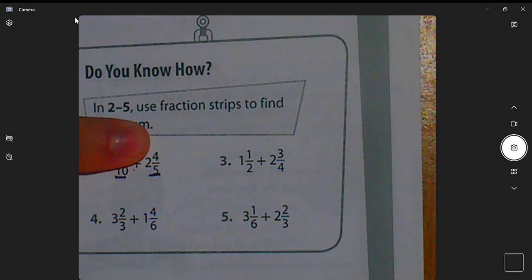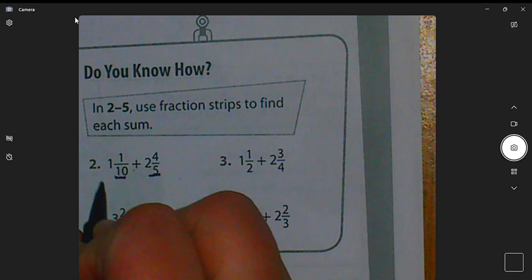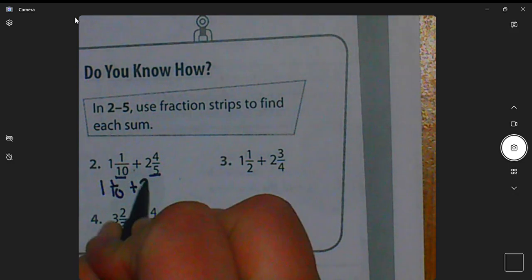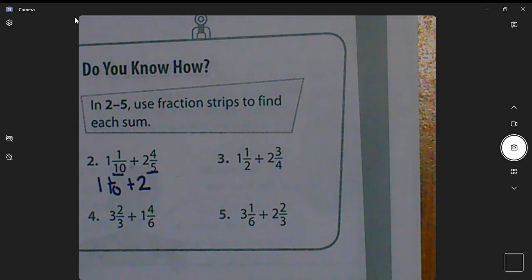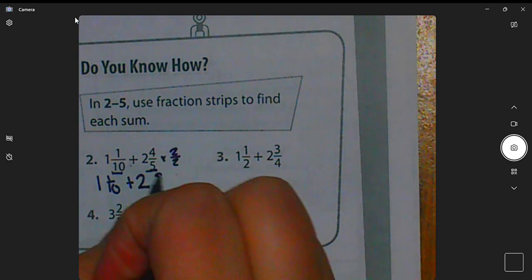Right, 10. So I'm going to leave 1 1/10 alone. I'm going to leave my whole number alone for 2 4/5. That 2 is going to stay the same. Now, to get from 5 to 10, how much do I have to multiply by? Right, 2. So times 2 halves, that gives me 8/10.